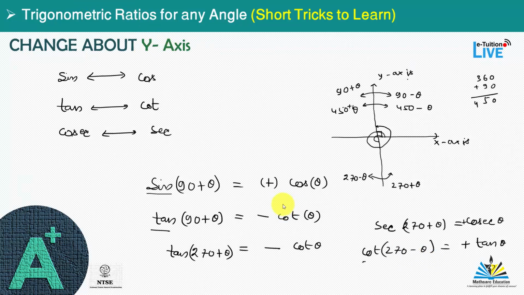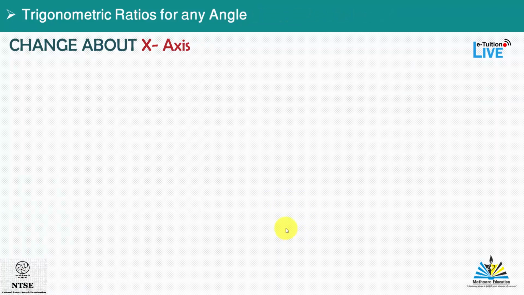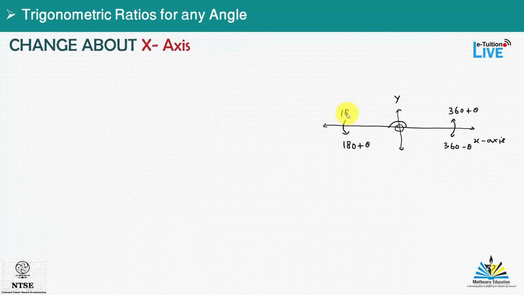Let's learn the changes about the x-axis. So this is the x-axis, y-axis, and this is the angle 0 or 360 degrees. We can have 360 if we rotate one complete circle. Then this is 360 plus theta, and this is 360 minus theta, and this angle is 180 degrees. So this is 180 plus theta, moving to the third quadrant. This is 180 minus theta, in the second quadrant.